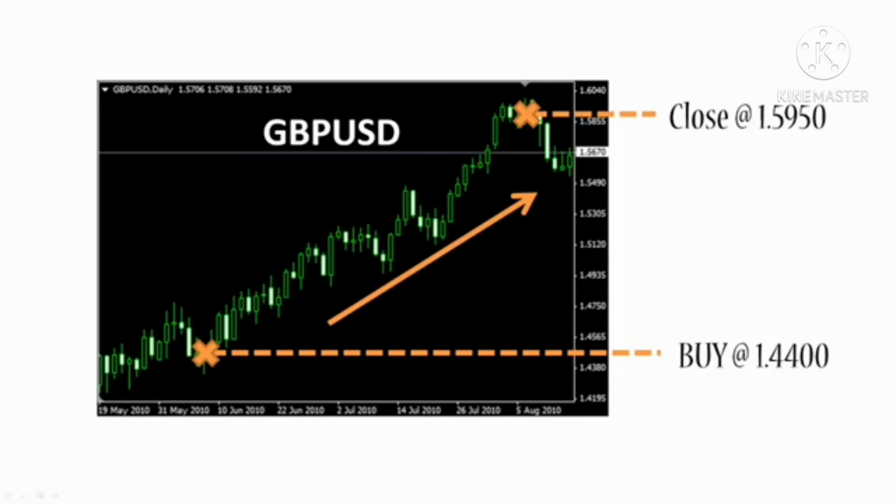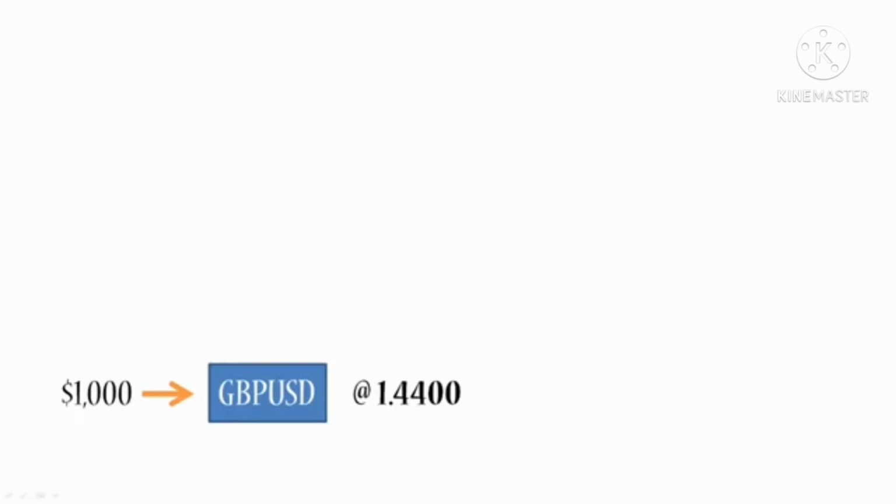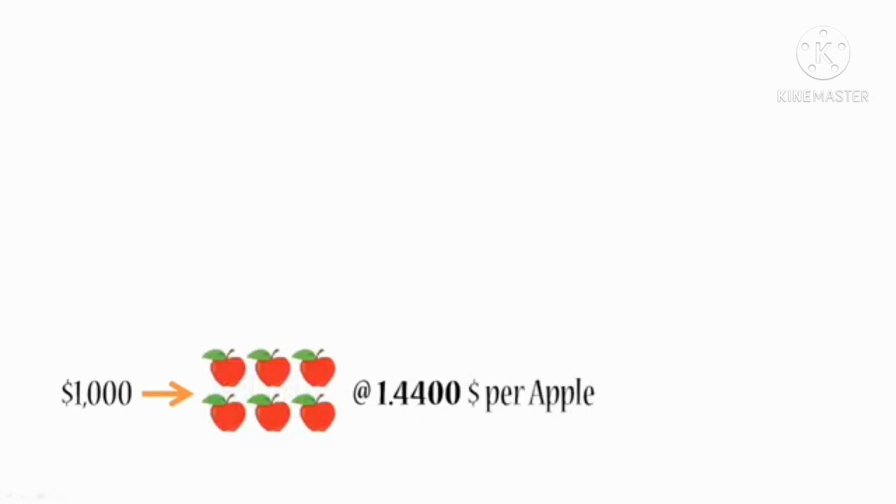Let's understand how exactly that happened. Let's look at the mechanics behind it. So let's assume that the bullish trader had 1,000 US dollars to invest, which he put into the British pound at a quoted price of 1.4400. Now, as we did previously, let's simplify this example by replacing the British pound with apples, because apples are also tangible. We can hold them, count them, measure them, weigh them up, and we can always replace the base currency with apples to simplify things.